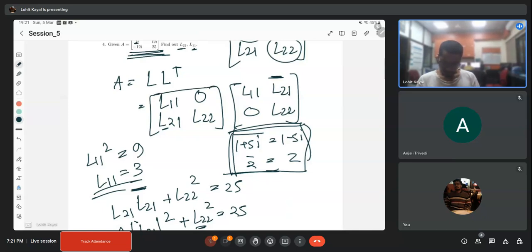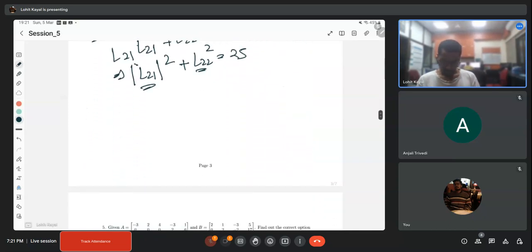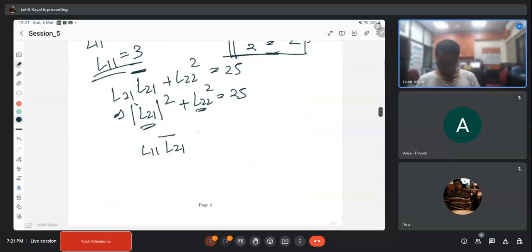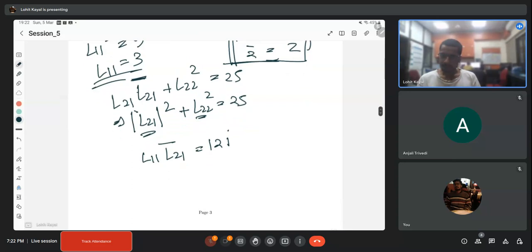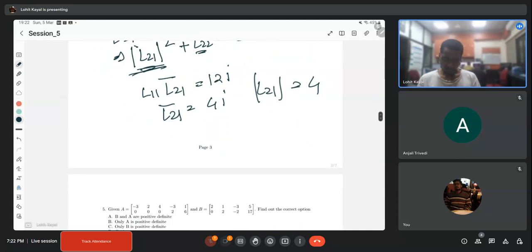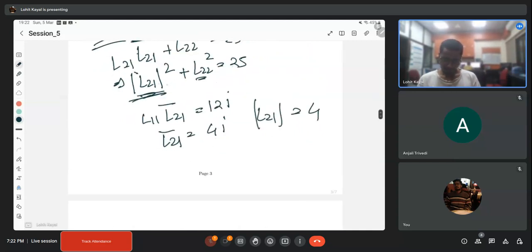From the first row and second column calculation, it will be L11 times L21 bar, which is equal to 12i. Now your L11 is 3. That means L21 bar equals 4i. Here you just need the magnitude of it. So the modulus of L21 is equal to 4, and its square is 16. So L22 is equal to again 3.